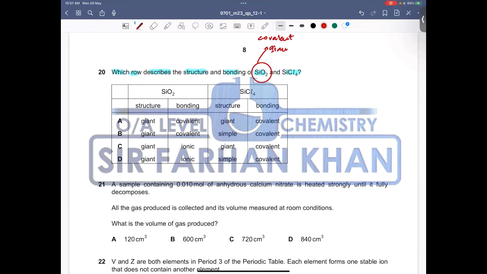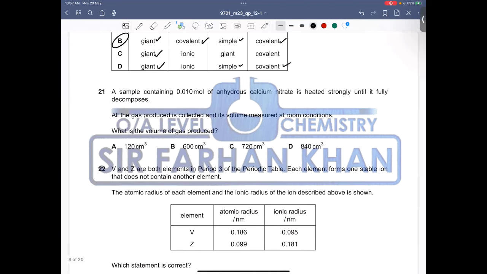And it has a giant molecular structure, whereas SiCl4 exhibits covalent bonding and has a simple molecular structure. So simple covalent bonding, giant covalent bonding. So the right answer is going to be B. Okay.